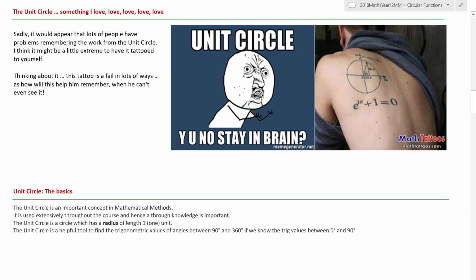So my advice to you is have it tattooed on yourself. No, I'm joking. Please don't. Undoubtedly, please tell me that this guy here did not really have the unit circle tattooed on his back. That would make me slightly nervous. And why would you put it on your back? You would never be able to see it. Anyway, whole new discussion.